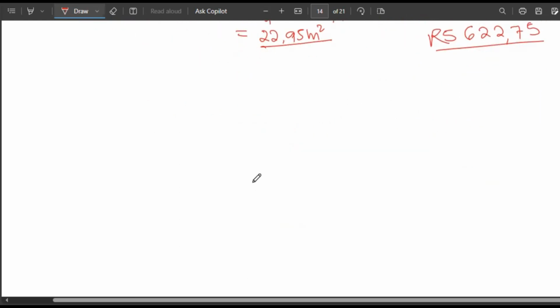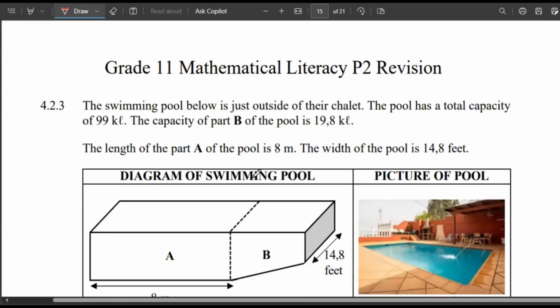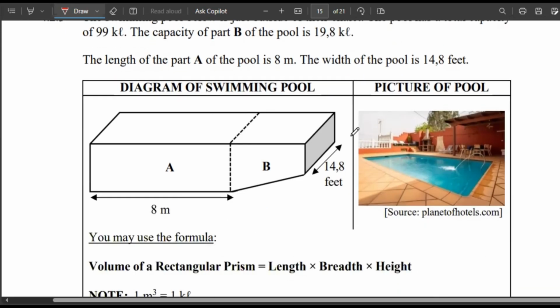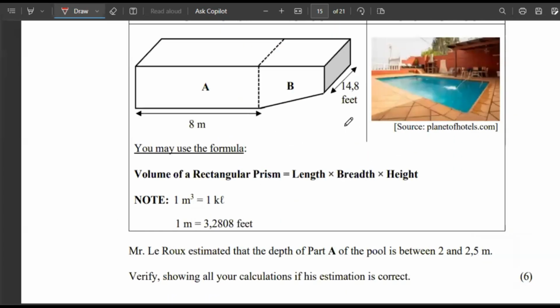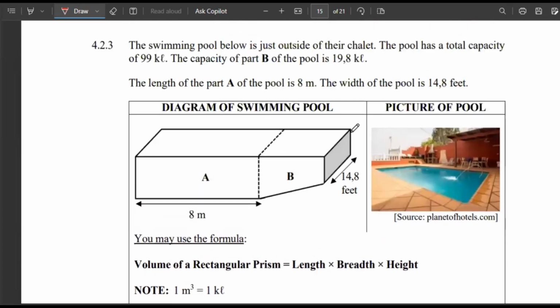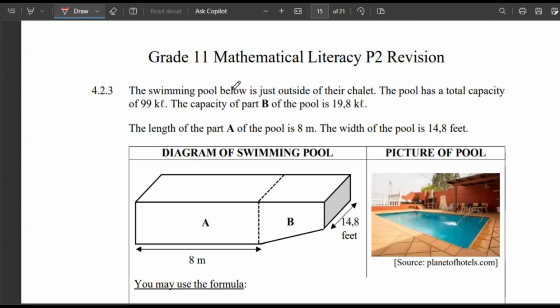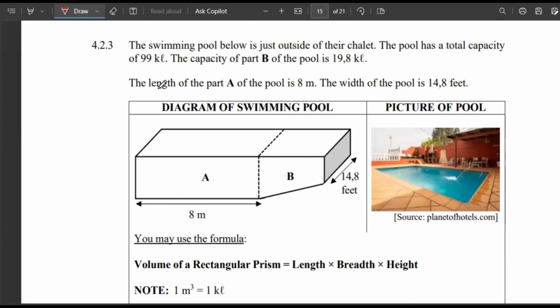All right. This is talking about the volume. A swimming pool below is just outside the house. The pool has a total capacity of 99 kiloliters. The capacity of part B of the pool is 19.8. The length A of the pool is 8 meters and the width of the pool is 14.8 feet. Take note of that as you read through. We have feet and we have meters.